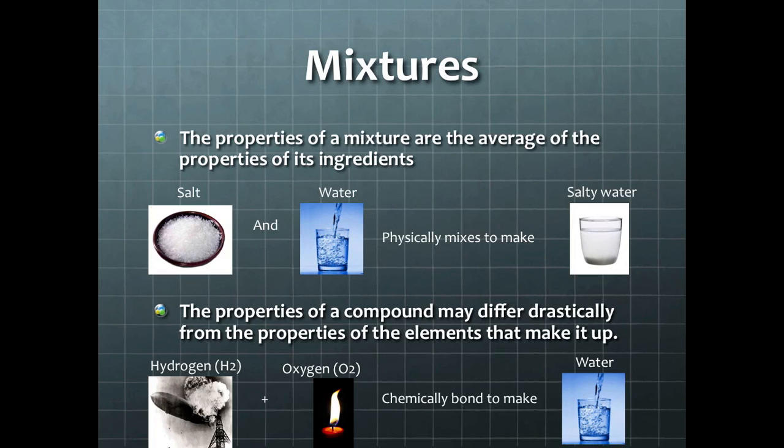But if you look at my salt water example, salty water has both properties of water and of salt. That's because it is a mixture.